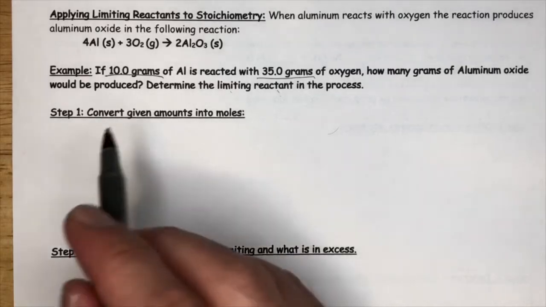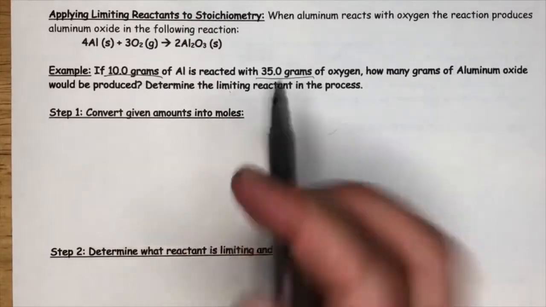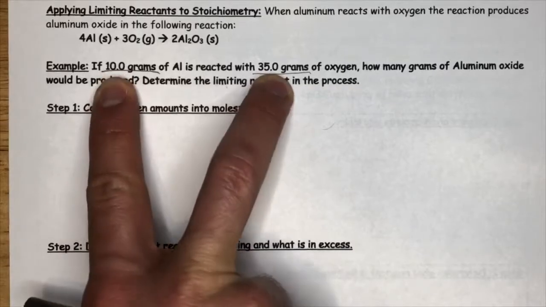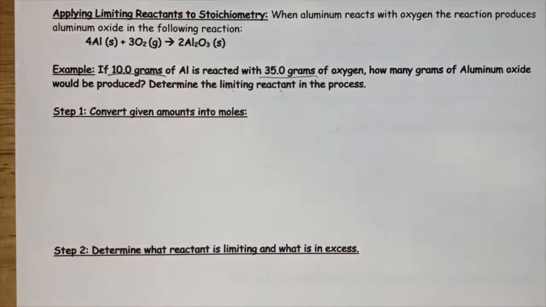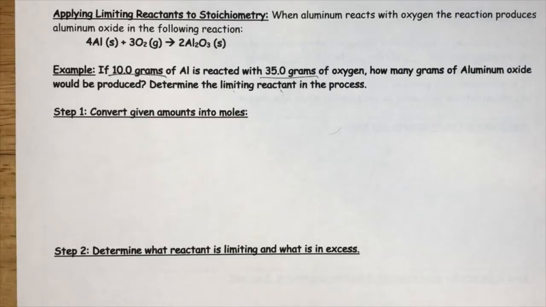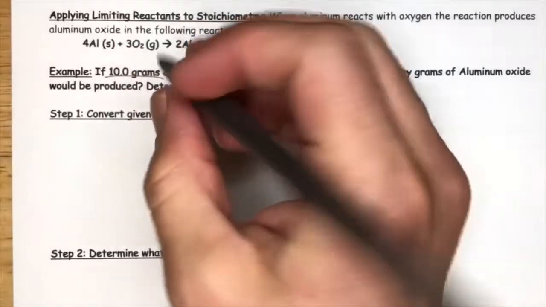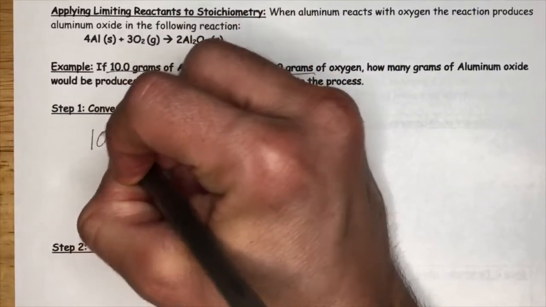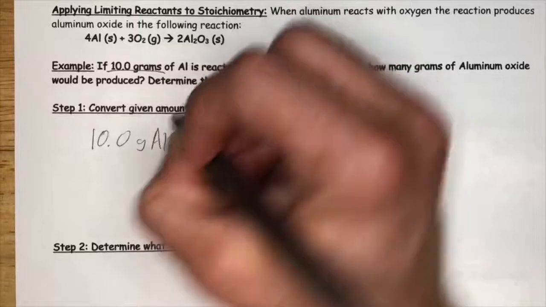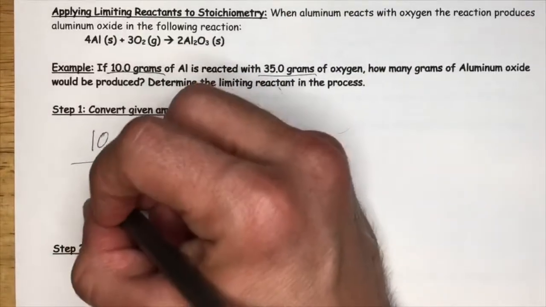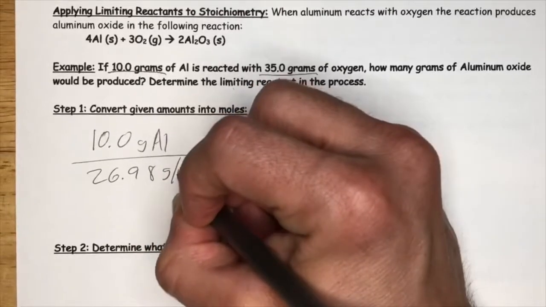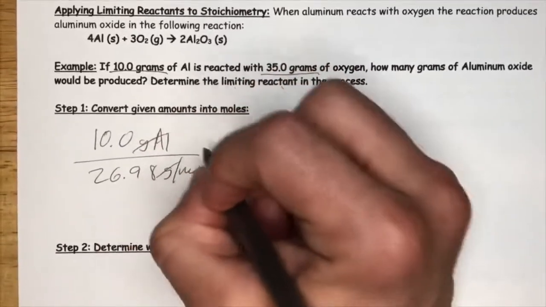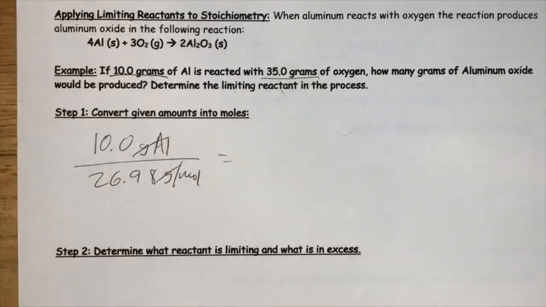So first thing we're going to do is convert given amounts into moles of both what we're given. We're given aluminum and oxygen. So we will need to do what we did in the beginning of the lesson, where I went over that in the launch of how to go from grams into moles. We're going to do 10 grams of aluminum divided by the molar mass of aluminum, which we already know is 26.98. Divide out the grams, and then divide the numbers.